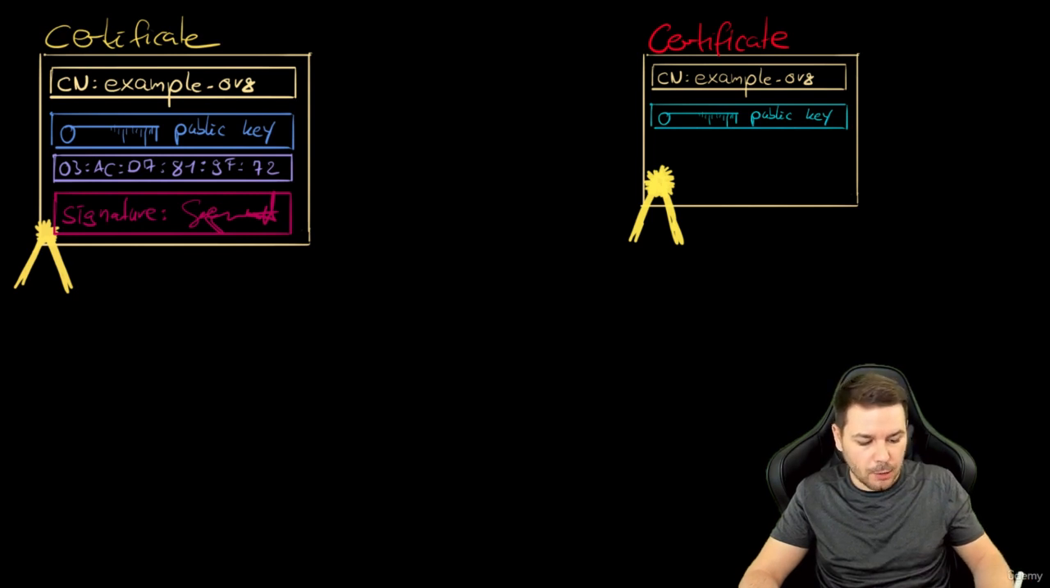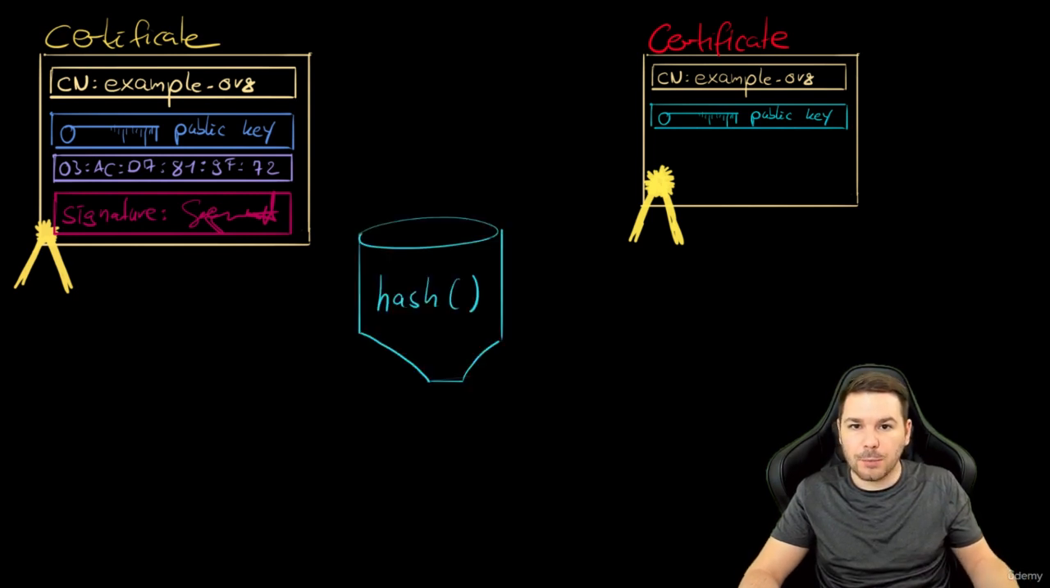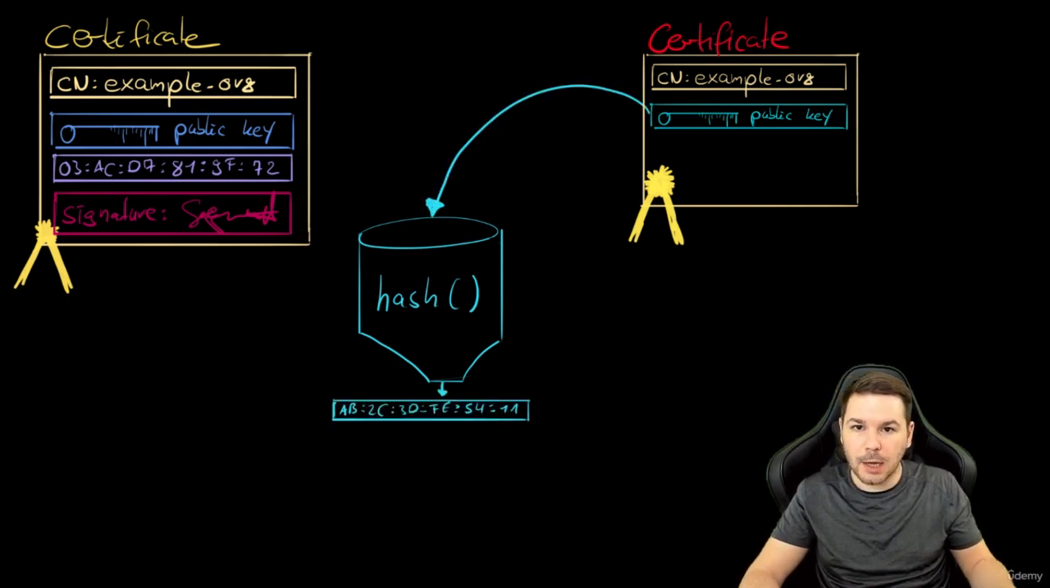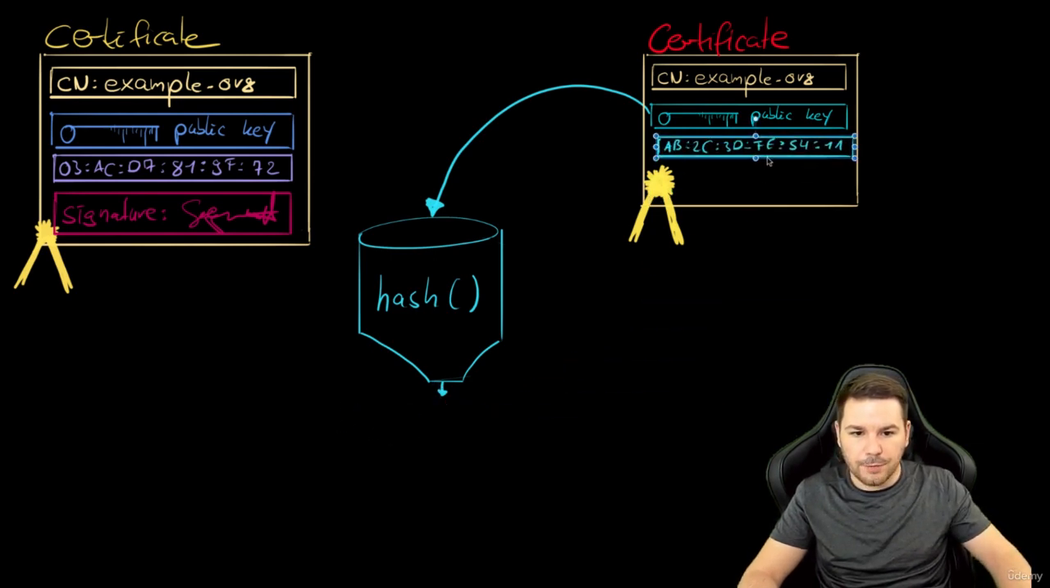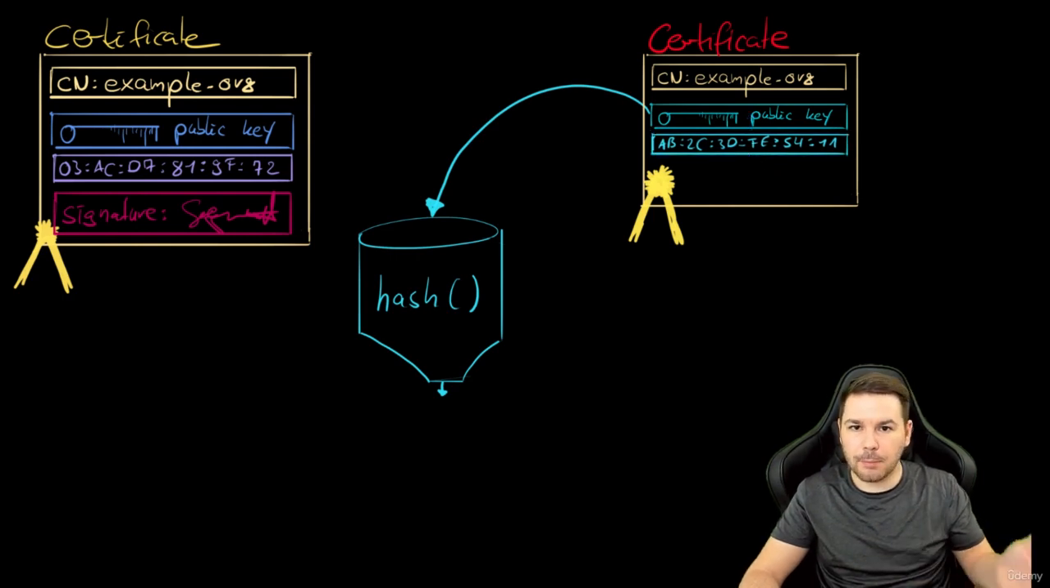So we simply take our hash function over here, and now we put our public key into this hash function. Then we receive an output, this one over here, and this is now the fingerprint of our public key. Of course, it's completely different because our public key is different. So we take this output and append it into our certificate. All right, we now have a public key and the corresponding fingerprint.